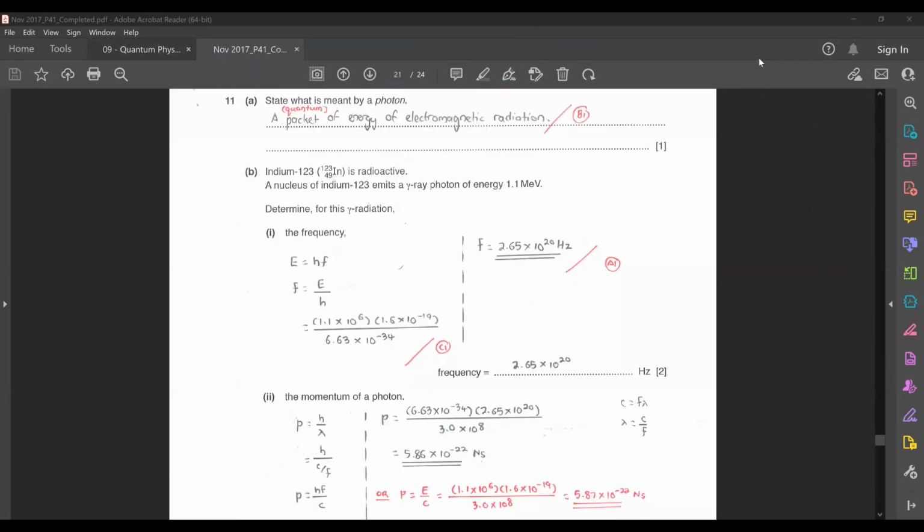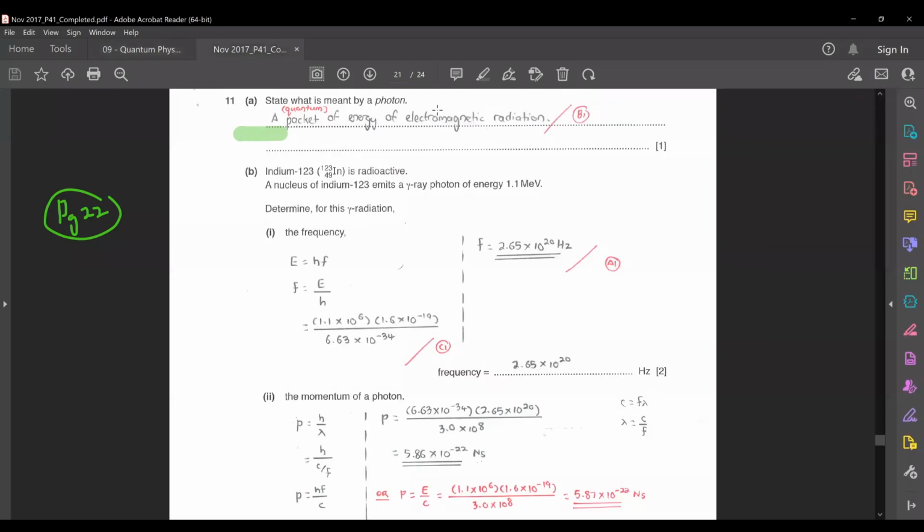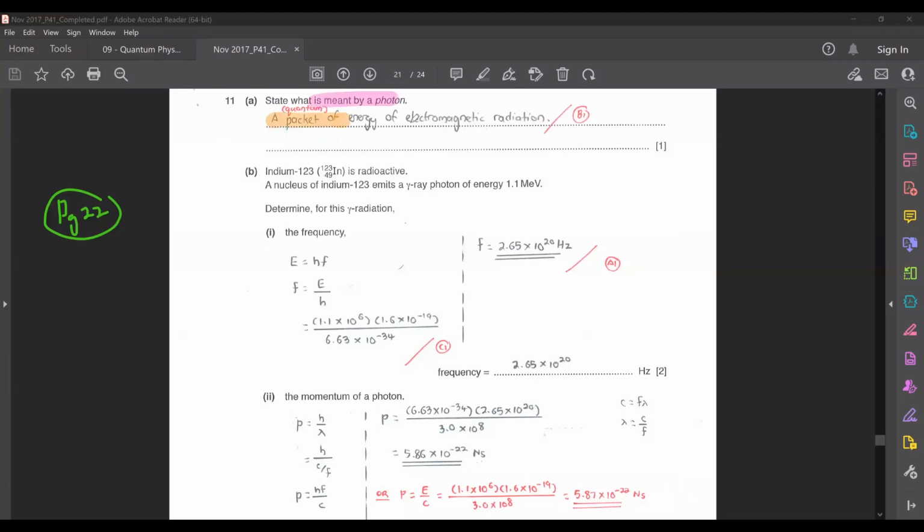Now for the next question, you can look at page 22. This is actually November 2017 P41. For this question, the first part is asking you to state what is meant by a photon. A photon, as before, is a packet or quantum of energy of electromagnetic radiation.